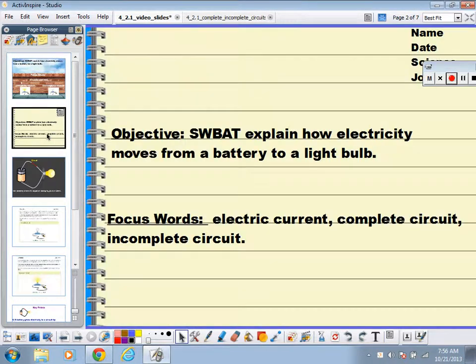If you did not get to finish earlier, please pause the video so that you can finish writing your objective and your focus words in your notebook just like this. When you're ready, press play again and we will continue.